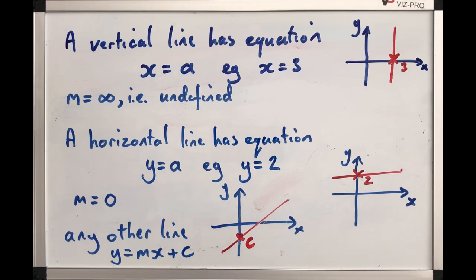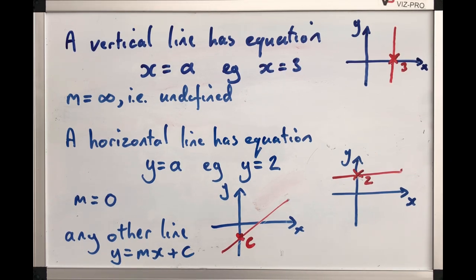You also need to remember that the gradient of a vertical line is undefined. You need to remember that when we come to looking at perpendicular lines later on, so be careful with that one. The other is the horizontal line, which has equation y equals a number, for example y equals 2, shown there. All the y-coordinates are the same. Again, that one has a gradient of 0.